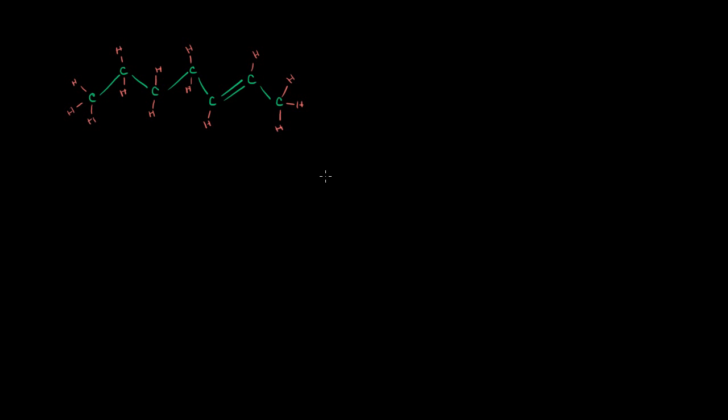So like we always do, let's try to find the longest chain of carbons. And there's only one chain of carbons here. There's 1, 2, 3, 4, 5, 6, 7 carbons in that chain. So we're going to be dealing with hept. That is 7 carbons.